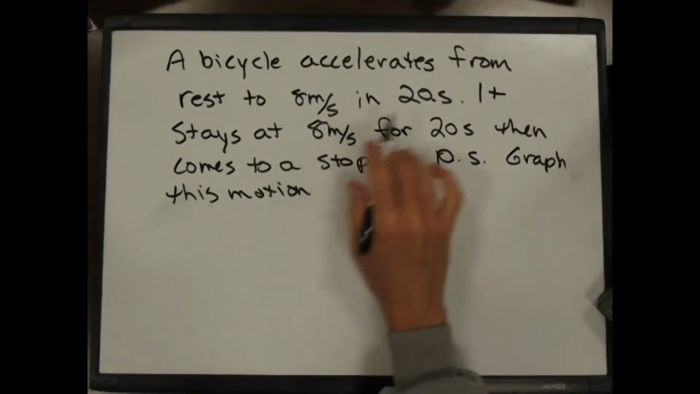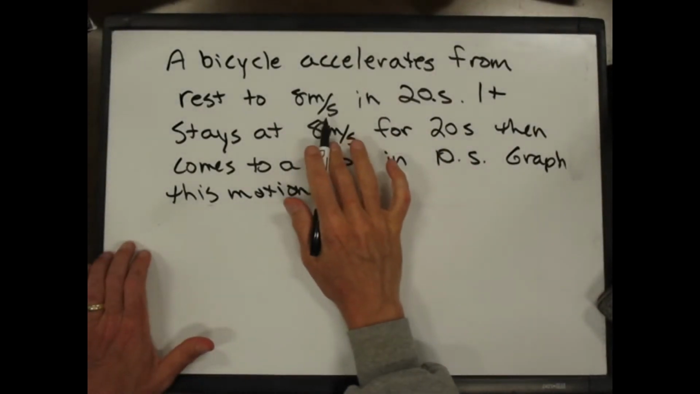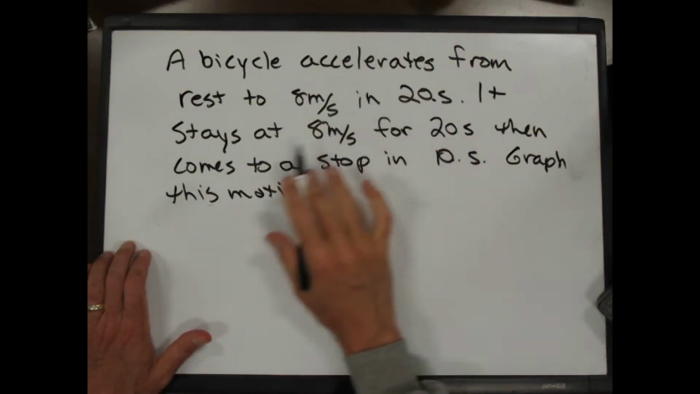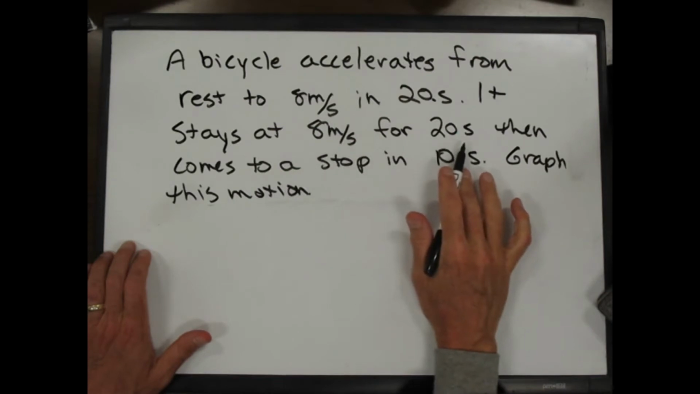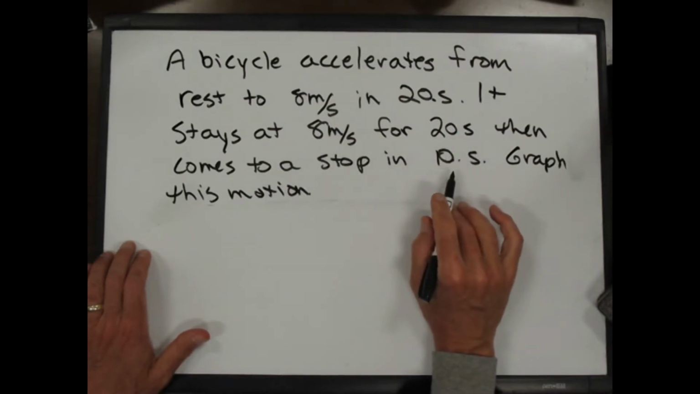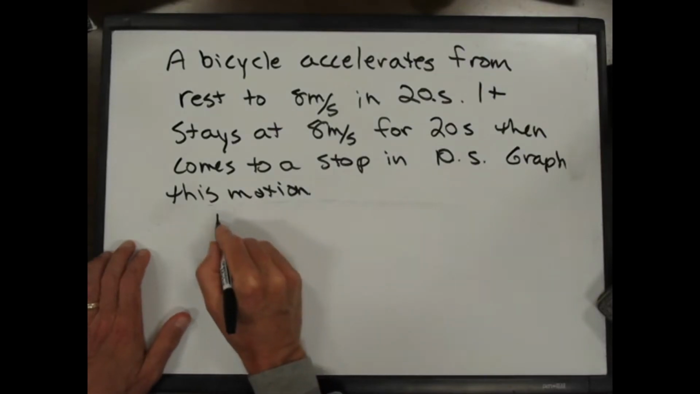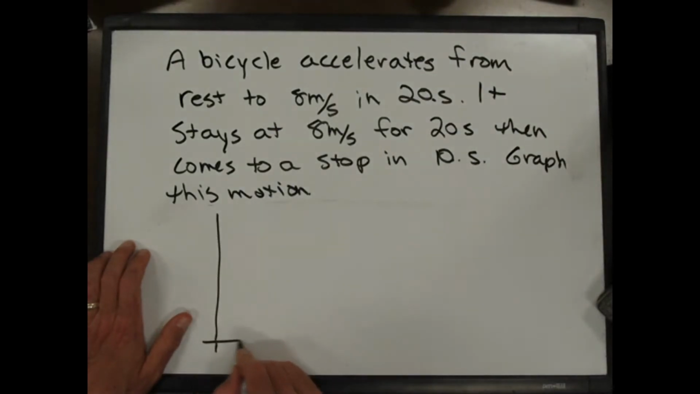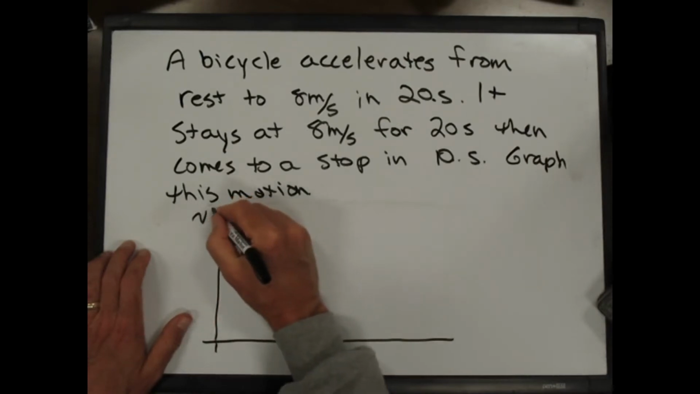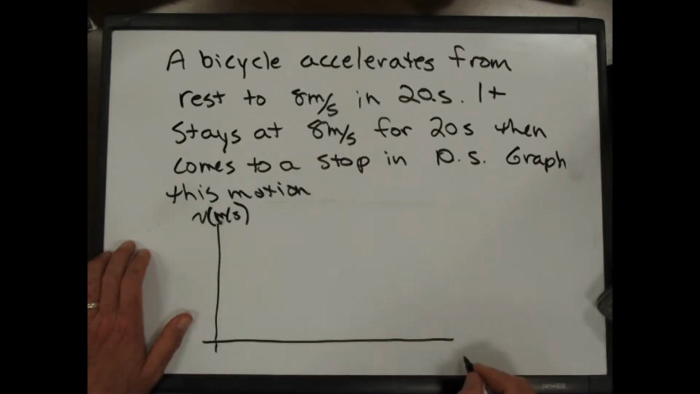So here's another problem. A bicycle accelerates from rest to 8 meters per second in 20 seconds. It stays at 8 meters per second for 20 seconds. And then it comes to a stop in 10 seconds. Let's graph this motion. I'm going to graph velocity versus time. Here's my velocity, and we'll put that in meters per second. And here's my time, and we'll put that in seconds.